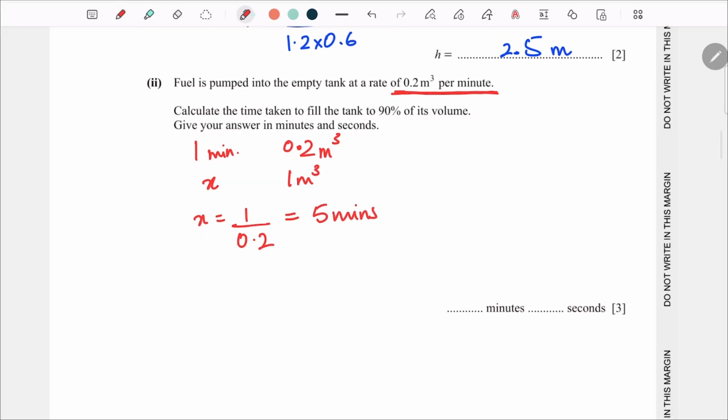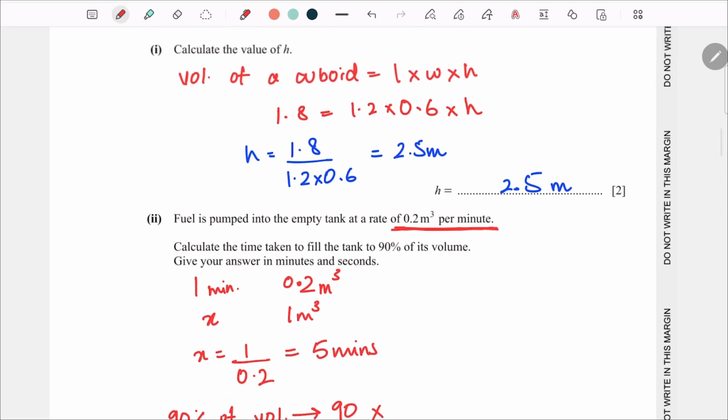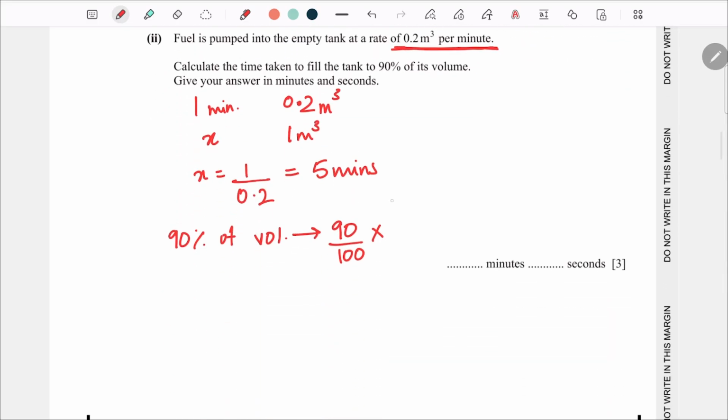Now, in this question you have to calculate the time taken to fill the tank to 90% of its volume. So 90% of the volume basically means 90 over 100 multiplied by the volume, which was given as 1.8. So 90% of 1.8 is basically 1.62 meter cubed.